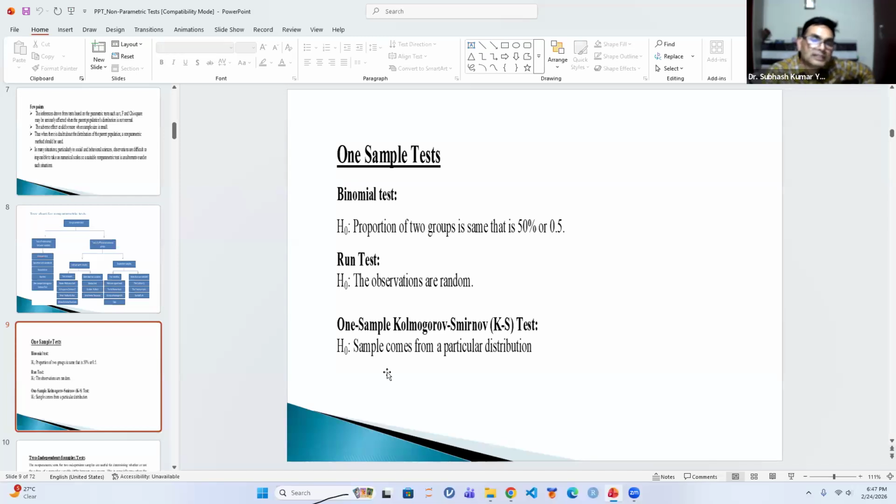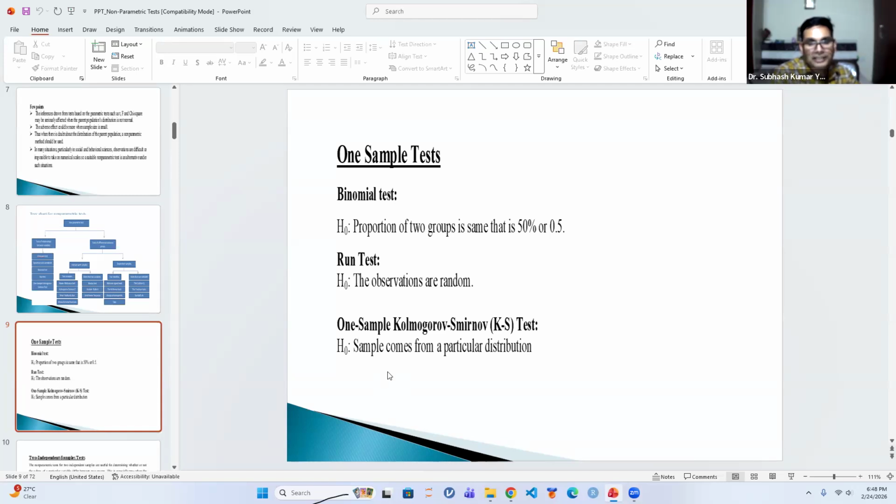Now, the one-sample test, that is the binomial test. H naught is that the proportion of the two groups is the same. In a binomial distribution, we are dealing with a dichotomous population having only two types of output: yes, no, present, absent, male, female, like that. So here we check whether the two groups are 50-50% or not, so whether the probability is 0.5 or not.